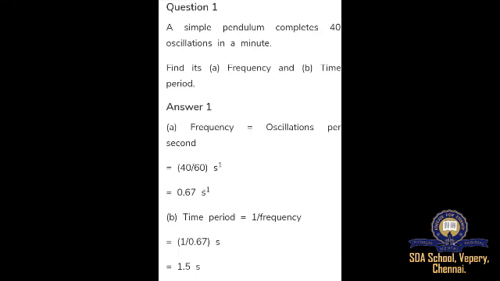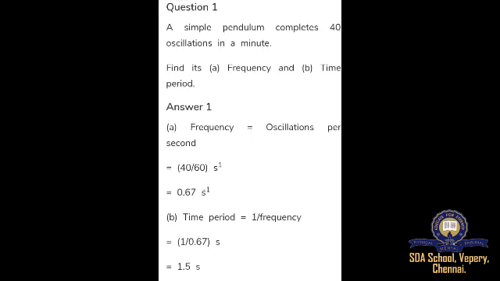Now let us discuss simple numerical problems on the simple pendulum. The first question: a simple pendulum completes 40 oscillations in a minute. Find its frequency and time period. The formula for frequency, we know that frequency is the number of oscillations in 1 second. So frequency is equal to n by t, where n is the number of oscillations divided by t, t is the time taken.